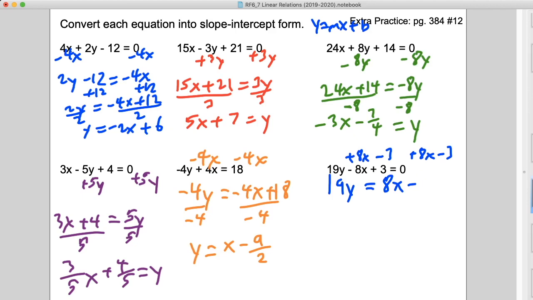You don't have to necessarily keep the y negative, keep it positive. There's a whole bunch of different ways to get to the same exact equation. And we're going to divide both sides by 19. So we'll end up with y is equal to 8 over 19x minus 3 over 19. You can't simplify either one of those. So in this case, you'd have a linear equation with a slope of 8 over 19 and a y-intercept of negative 3 over 19.